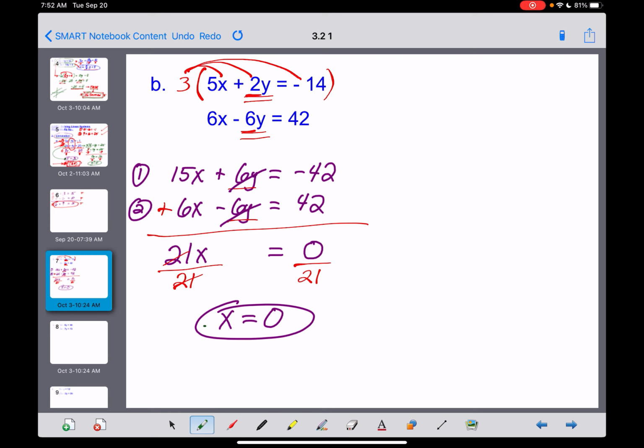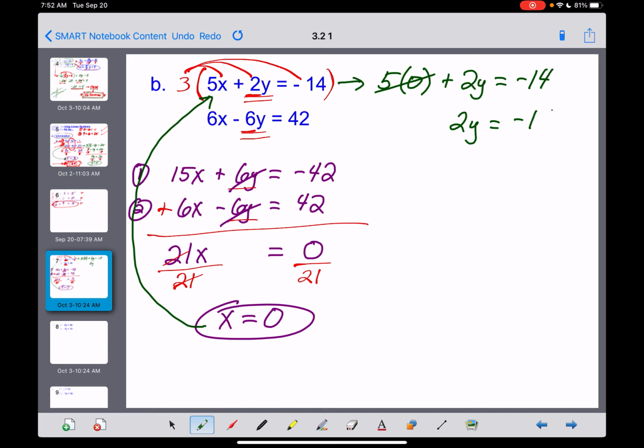And again, I said that I usually like to avoid negatives, so I'm going to go back to equation number 1 here, although you certainly could do this with equation 2, and it would work as well. That's going to be a 5 times our x value, which is 0, plus 2y is equal to -14. The 5 times 0 just wipes out, so we're left with a 2y is equal to a negative 14. And then, of course, we will divide both sides of this equation by 2 and get our y value here of our solution. y is negative 7.